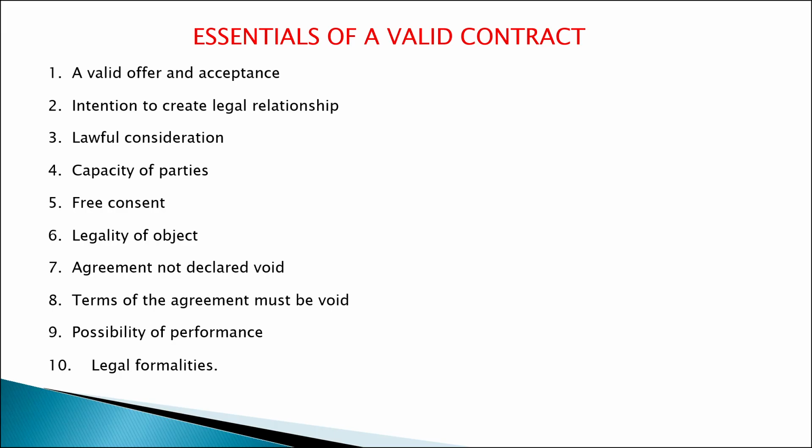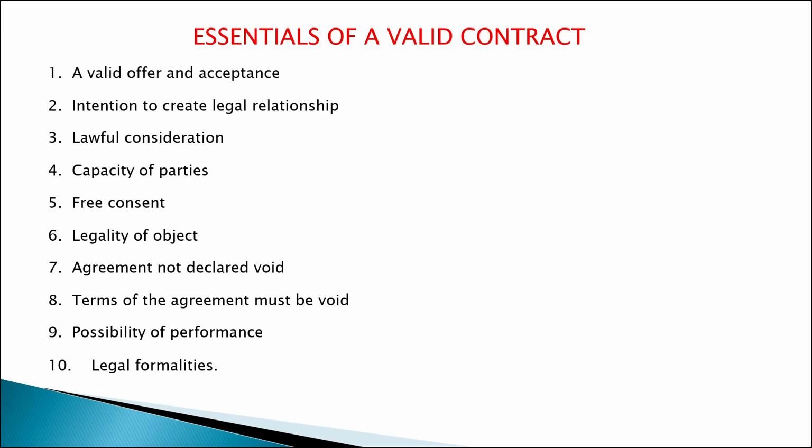A person is capable of entering into a valid contract if he has attained the age of majority, is of sound mind, and is not disqualified from contracting by any law to which he is subject. A person of unsound mind is not eligible to enter into a contract.